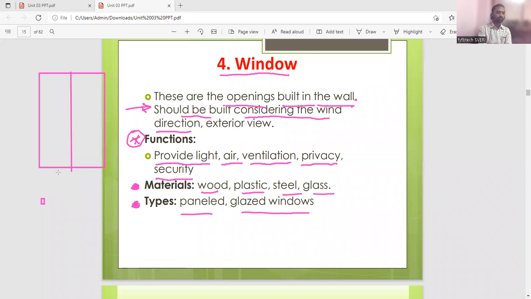So the same window is taken and partly has glazing. It means whatever here it is there, it is made up of another material. This side is filled and this side is also filled, this side opening, it is glass. In glazing, this upper part is made up of glass material, this is also glass material, here it is wooden material. Half portion is covered and half portion is opened, that is called a glazed window.